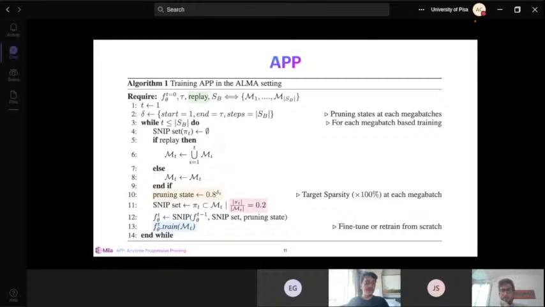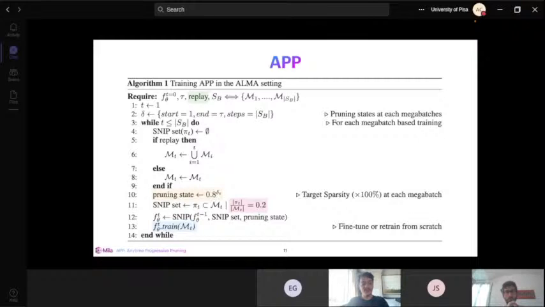As I said, for each megabatch, we have uniform pruning. So we prune a fraction of the total target sparsity at every megabatch, which is defined by delta. Delta is a list of pruning states for each megabatch in the stream. The rest of the slide is pretty straightforward. It is exactly the same as the previous slide, except that where we write pruning state is 0.8 to the power delta t, that is just an application perspective. It is not specific to the algorithm.